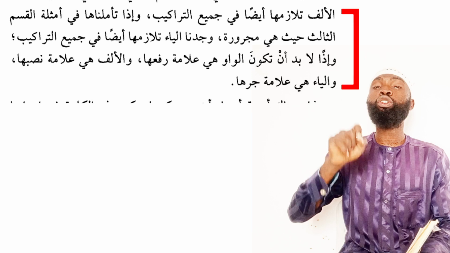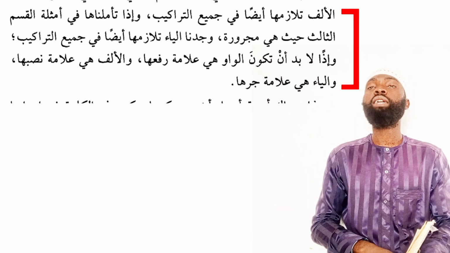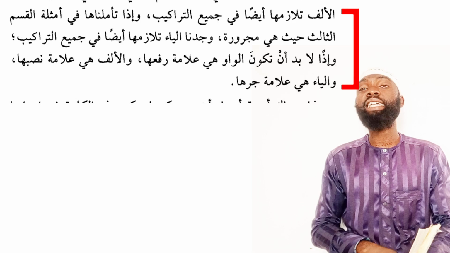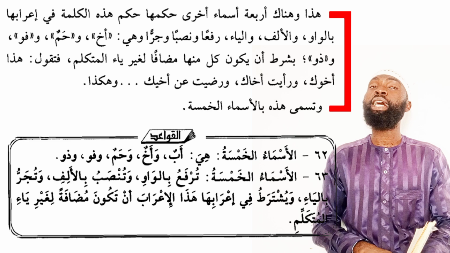With this, it is a must that wa is a sign of its nominativeness, and the alif is a sign that shows that this word is an accusative word, and ya is a sign that it shows when it is in a genitive case. Also, there are four other nouns.